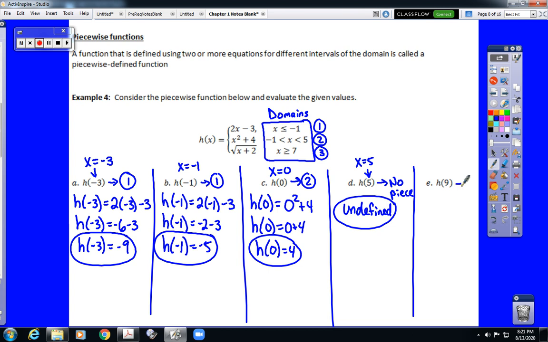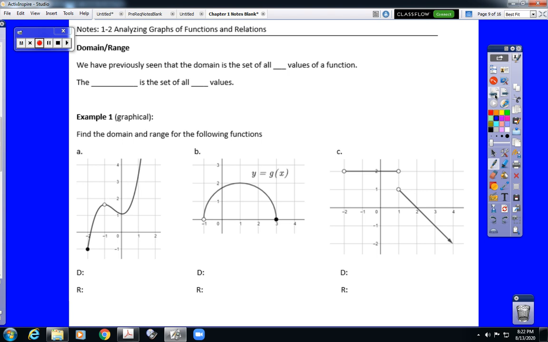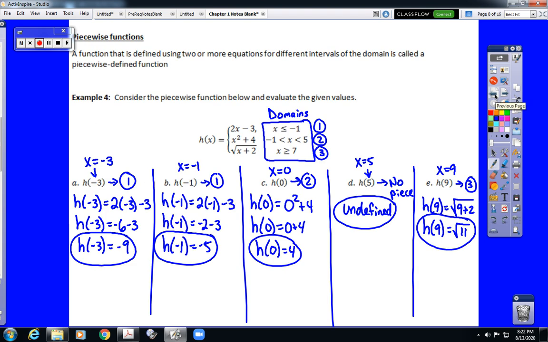Finally, h of 9, when x equals 9, is piece 3. So h of 9 is equal to the square root of 9 plus 2, so h of 9 is the square root of 11. Okay, that does it for section 1-1. Thank you for your attention.